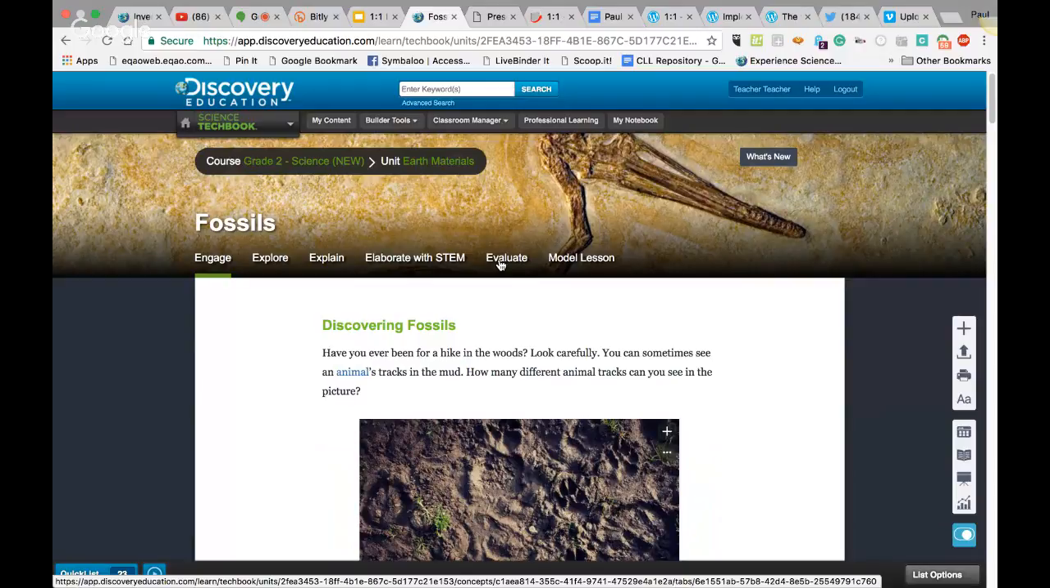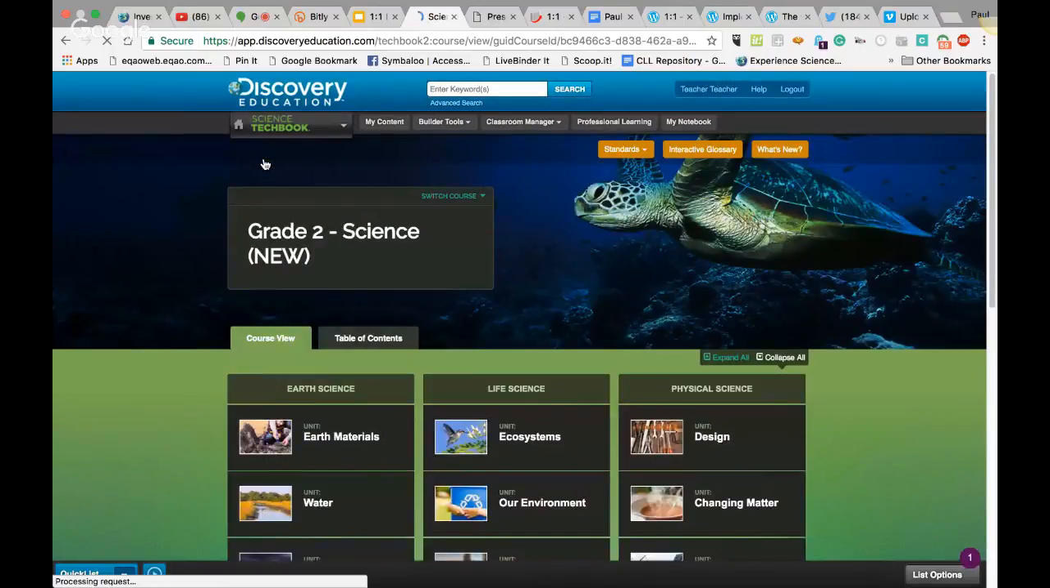And again, this is one of the advantages of a digital tech book, is that it can be revised all the time. And this is something that the people who work with Discovery are doing all the time. And it's a lot easier for them to do it because, again, it's all digital. So this is grade 2. They have science material that goes right up into high school. They have a math tech book that is also available.